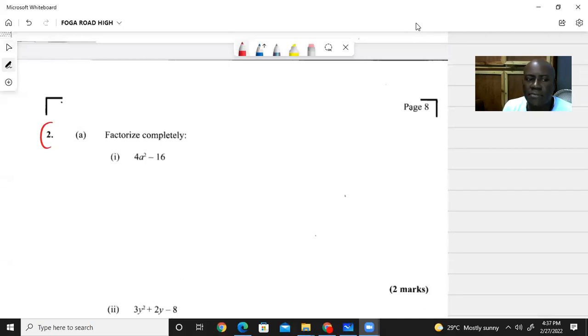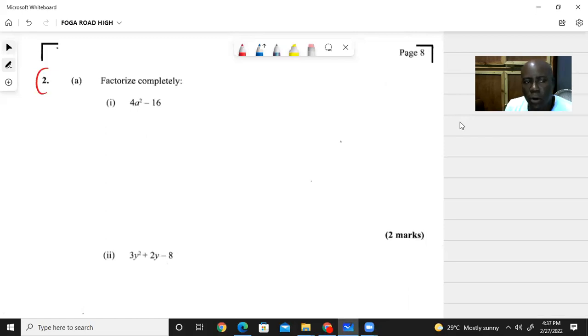First question says factorize completely. All right, so let's focus on this question here. I'll rewrite it just here. It says 4a squared minus 16. So 4a squared minus 16.